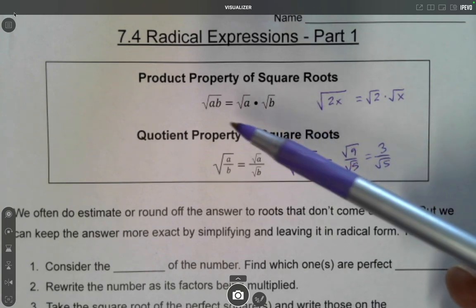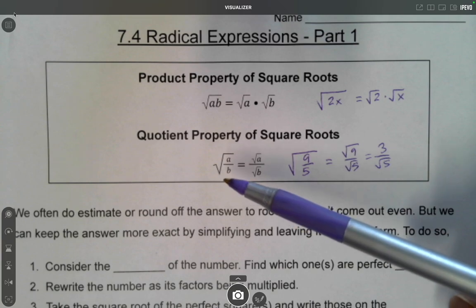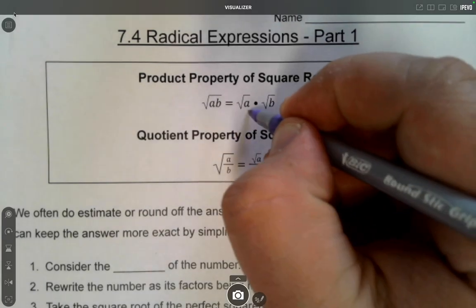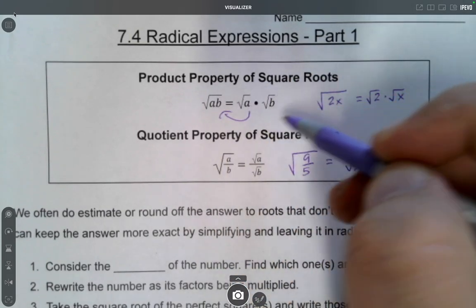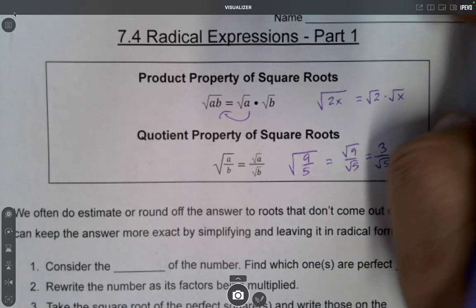So the point is that if you're multiplying or dividing inside of a square root, you can split it up into two different square roots. And you can also go this direction too. If you've got two square roots, you can combine them into one by multiplying or dividing.